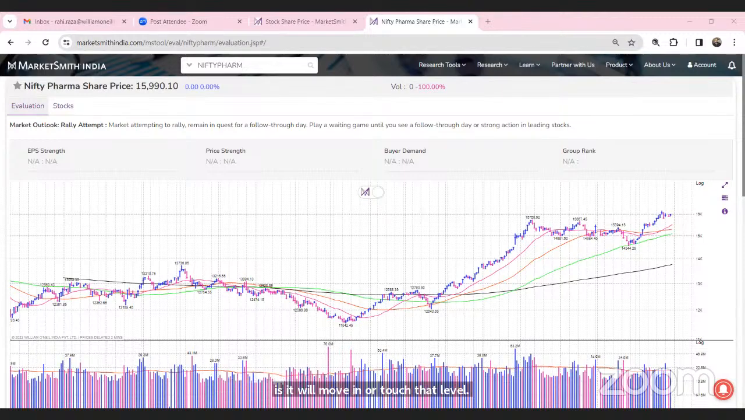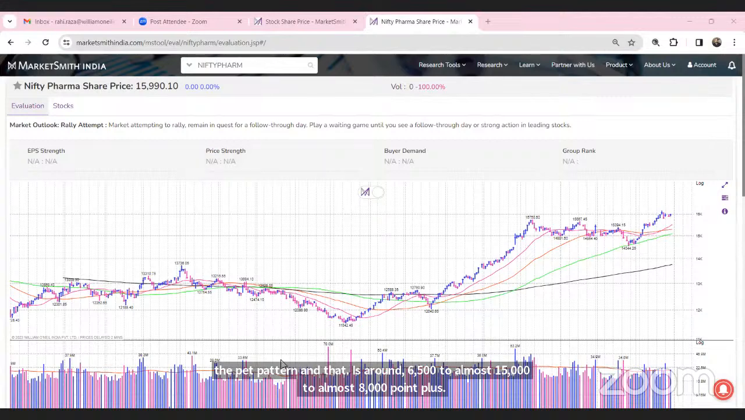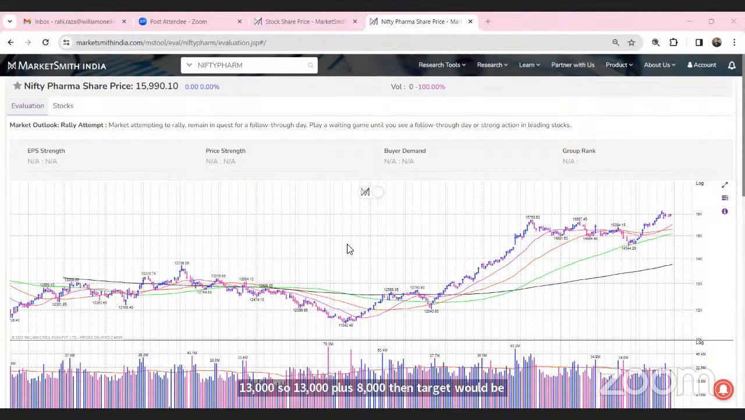But if I talk about the larger picture from a long-term perspective, and analyze this flag pattern breakout on the monthly and weekly charts, the breakout level was around 13,000. The pole is around 6,500 to almost 15,000, so almost 8,000 points. So 13,000 plus 8,000, then the target would be 20 to 21,000 levels. But obviously that is the long-term target.